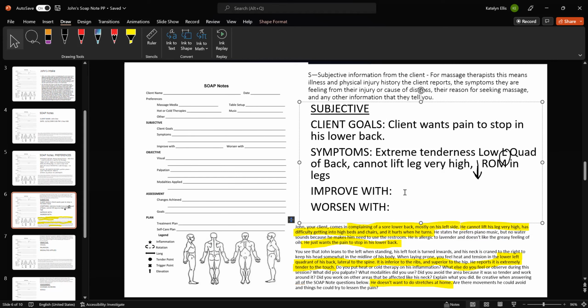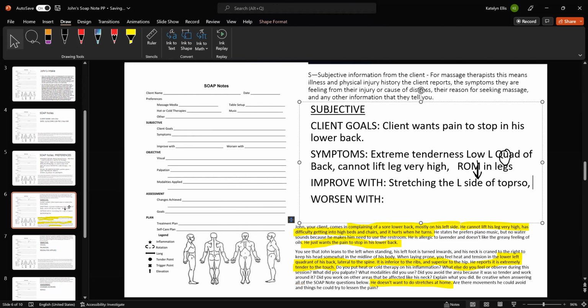So sore lower back, mostly on his left side. So we do have that low left quadrant of back. Okay. It improves with. He doesn't tell us what it improves with. So we're going to make it up, right? Because this is an assignment. This isn't real life. If it's real life, you're not going to make up things about your client. You're going to ask them what it improves with. But I want you to be creative here. So we're going to say improves with stretching the left side of his torso.